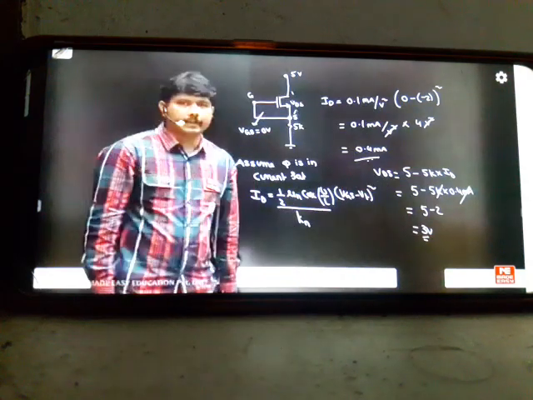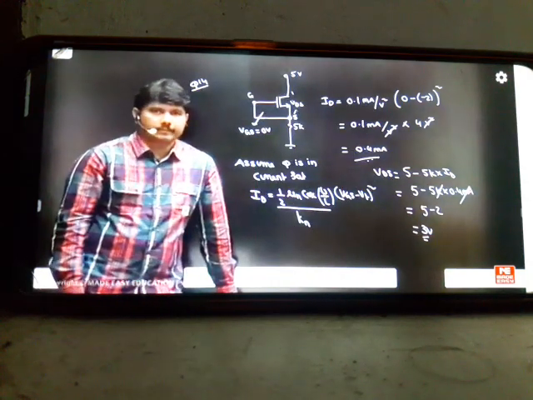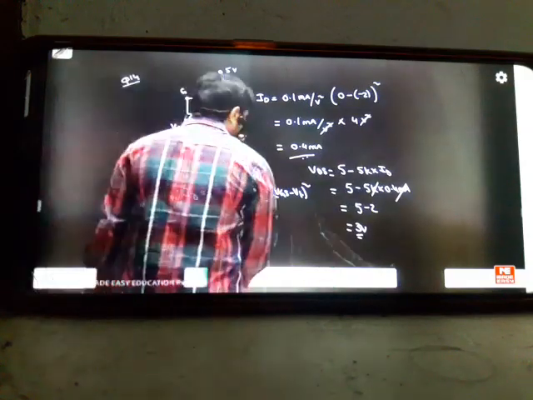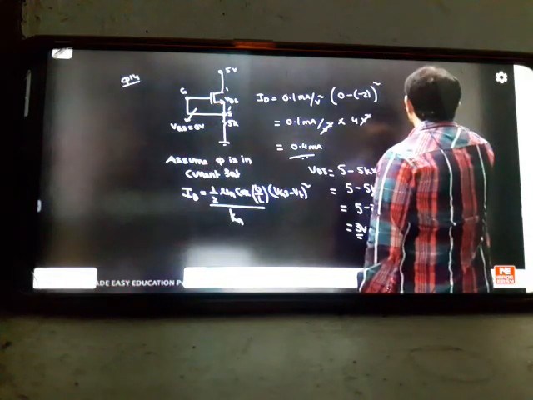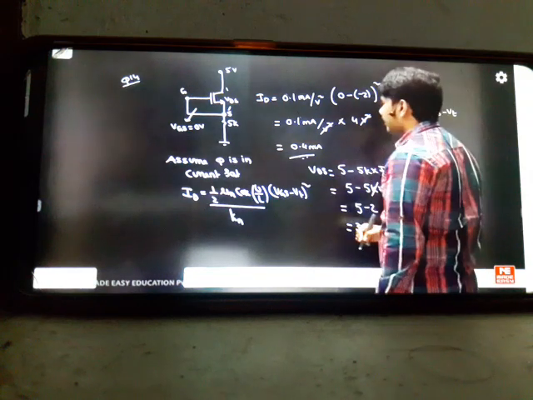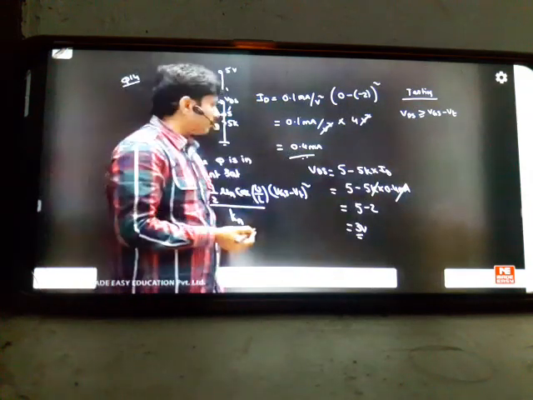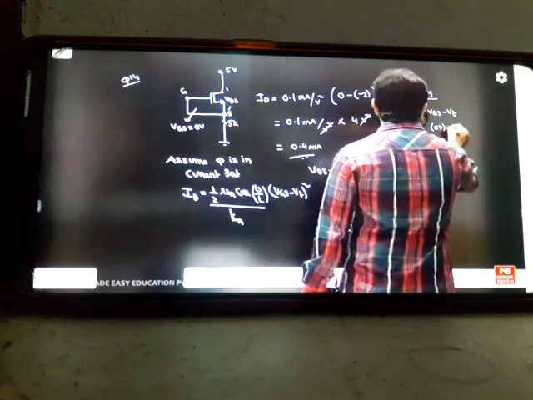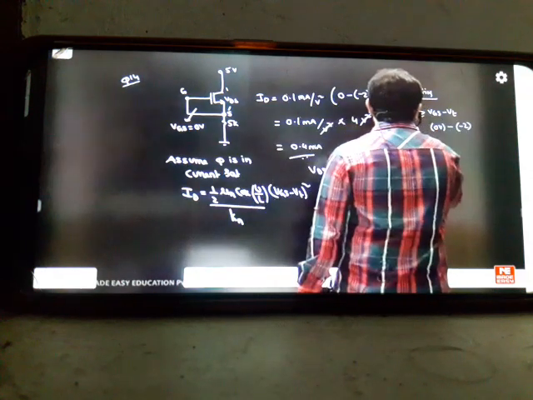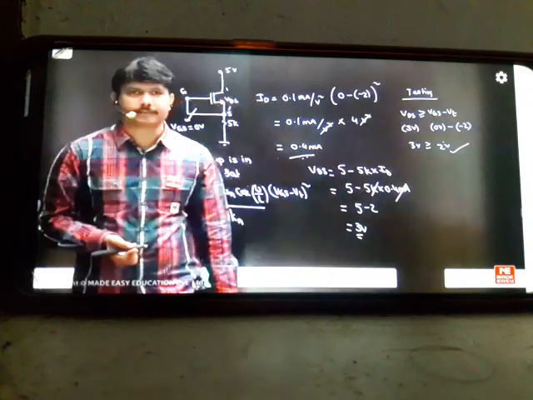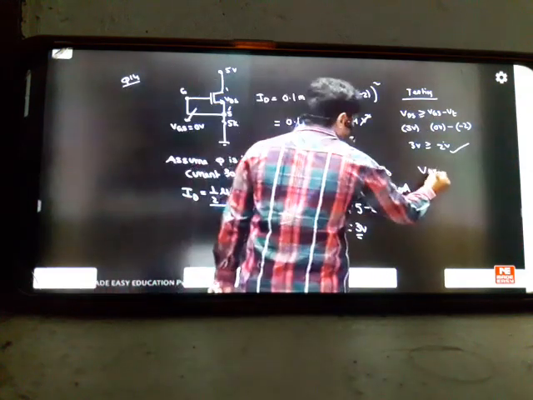So VDS we are getting as 3 volts, but don't confirm it in the exams. First you verify it, because it's only an assumption I have done. Whether this answer is correct or wrong, just verify it. It takes only 1 minute to test. What is the test? If VDS is greater than or equal to VGS minus VT, then you will be in current saturation. So whatever answer you got, just satisfy the voltage. 3 volts we got. VGS is 0 volts, minus VT which is minus 2 volts, so we get 2 volts. So 3 is greater than or equal to 2 volts. I think whatever assumption I have done is correct. Now your VDS is confirmed to be 3 volts.